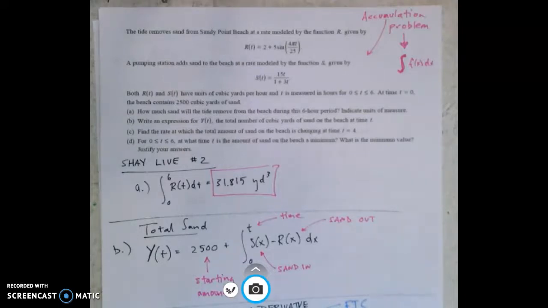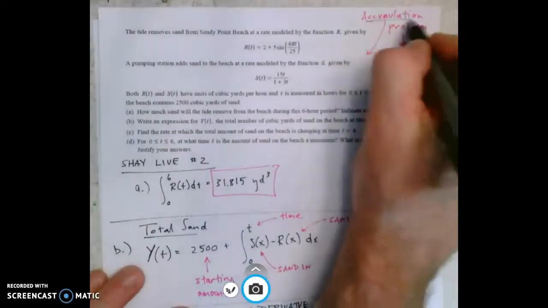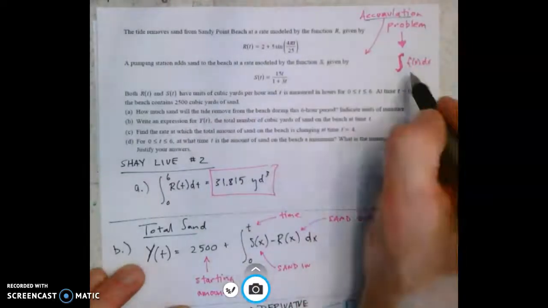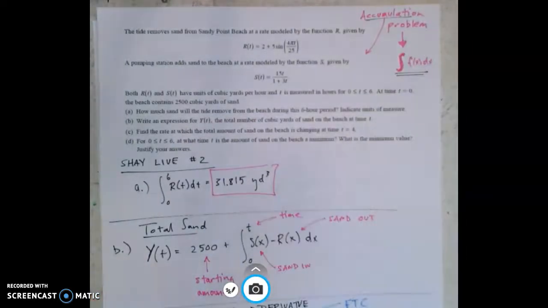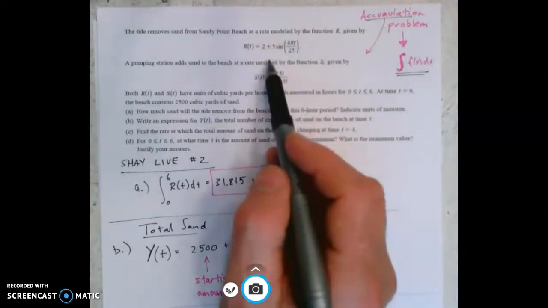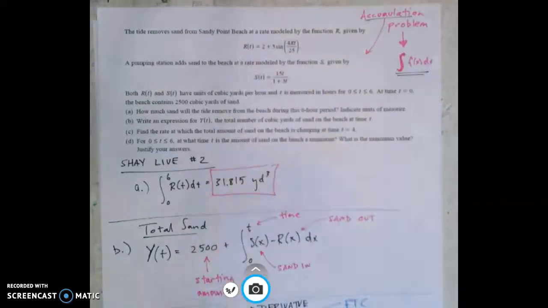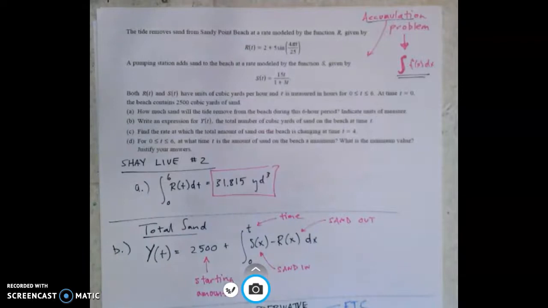Okay, that's an accumulation problem, and that means we're going to be using integrals. Okay, and as I said to you in the test, this is a definite calculator problem, but obviously they can make a problem where it's not a calculator problem. It's the same exact process, just in one you're using a calculator and one you're not.